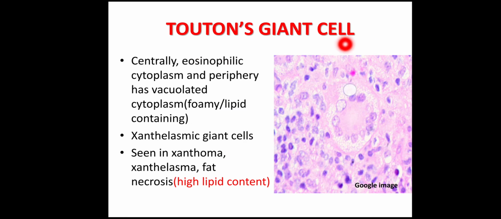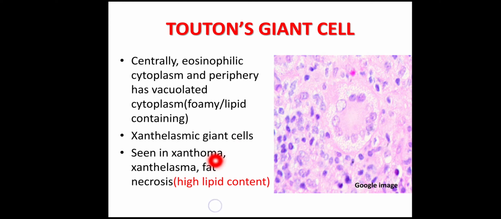Next is Touton's giant cell. Touton's giant cells have the characteristic property of two-toned cytoplasm. In the center there is eosinophilic dense cytoplasm, while in the periphery of the nuclei the cytoplasm is foamy or bubbly in appearance. This is the characteristic feature by which we identify the Touton's giant cell. And this is foamy because these lesions are rich in lipids. So they are lipid containing lesions, and that's why they are also known as xanthelasmic giant cells.